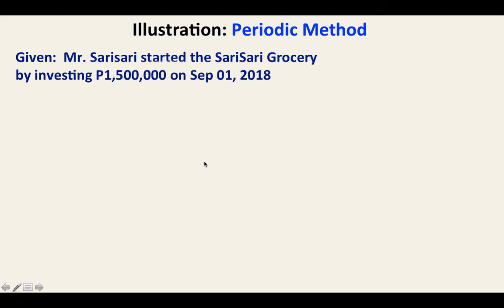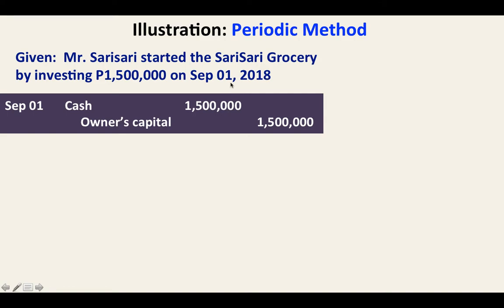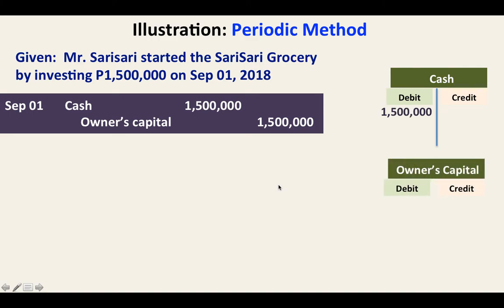So next, we will have an illustration of the periodic method. What is given here? Mr. Sari Sari started the Sari Sari grocery by investing 1,500,000 on September 1st, 2018. Our entry for this transaction is debit cash 1,500,000, credit owner's capital 1,500,000. If we post this in our T account or general ledger, we have a debit in cash of 1,500,000 and a credit to owner's capital of 1,500,000.